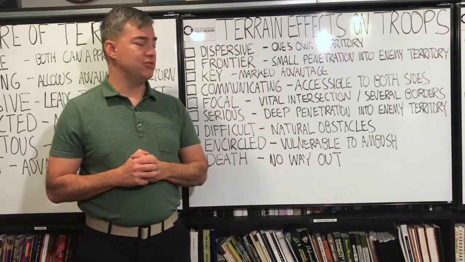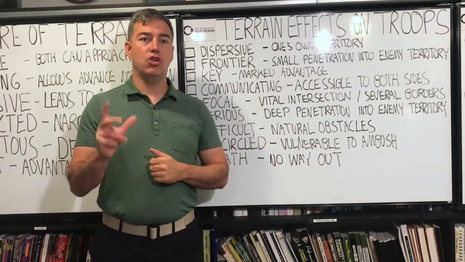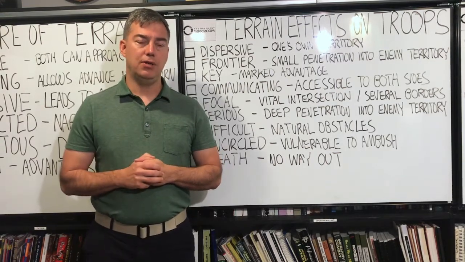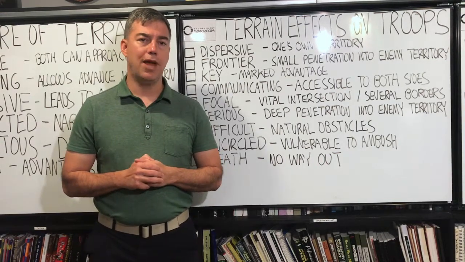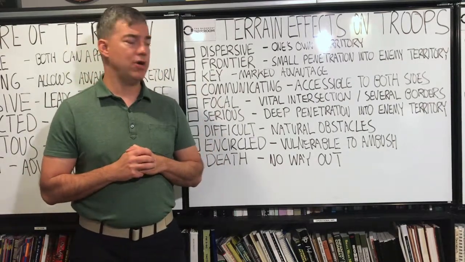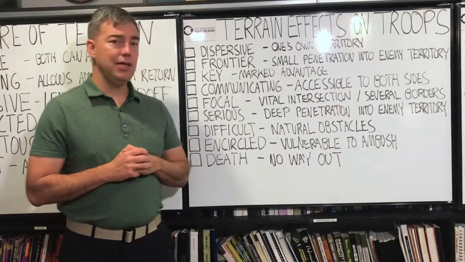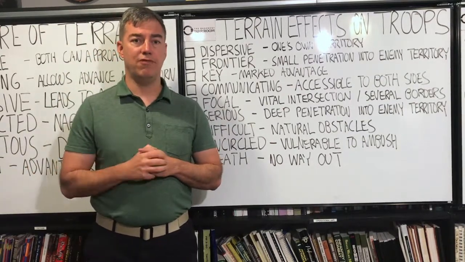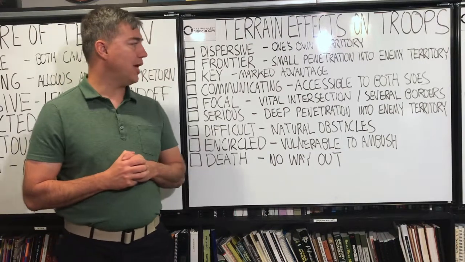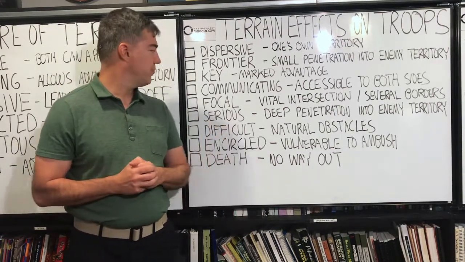So, effects on troops is important terrain. The first is dispersive, which means you're in your own territory. And that's actually going to be the example I give from Iraq. So we'll come back to that in some detail. Okay, frontier is a small penetration into enemy territory. Key gives either side a marked advantage. Whoever holds that piece of terrain has a marked advantage. Communicating is accessible to both sides.